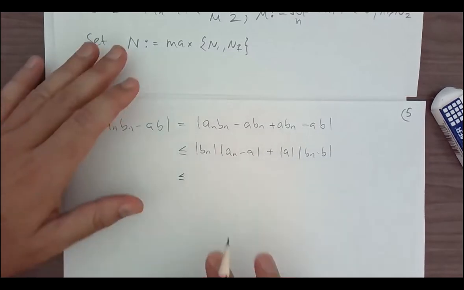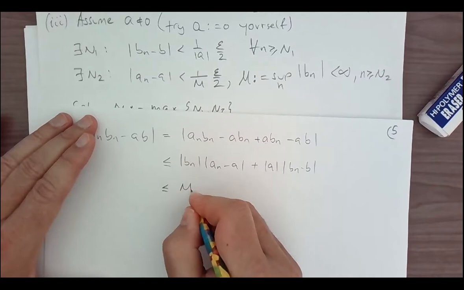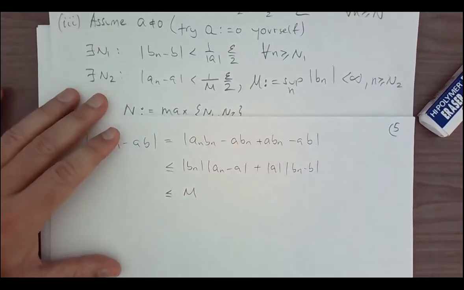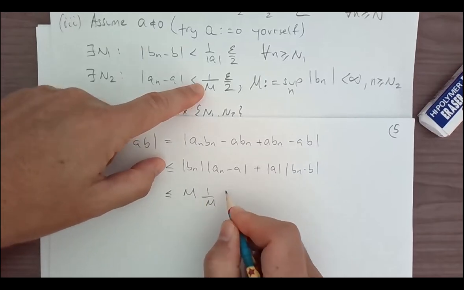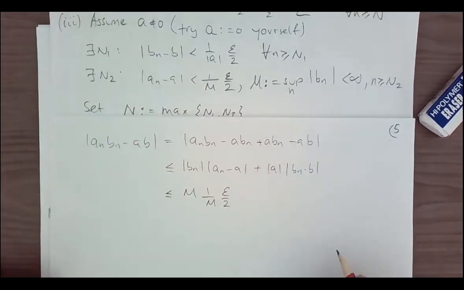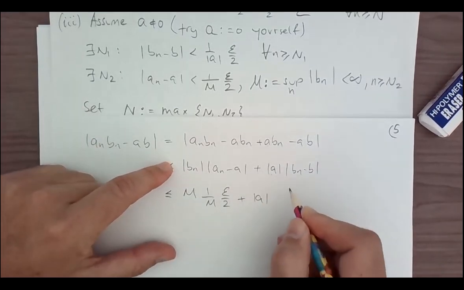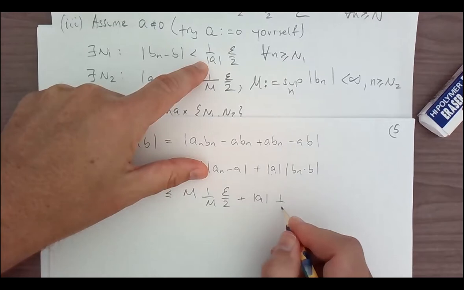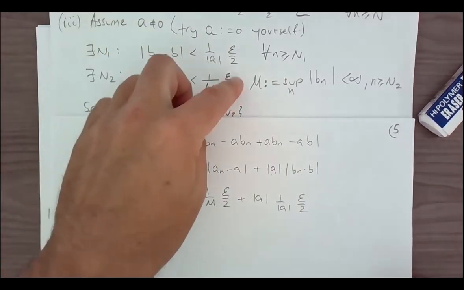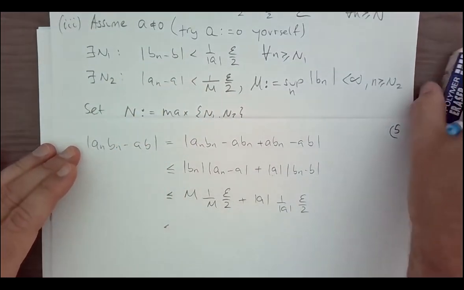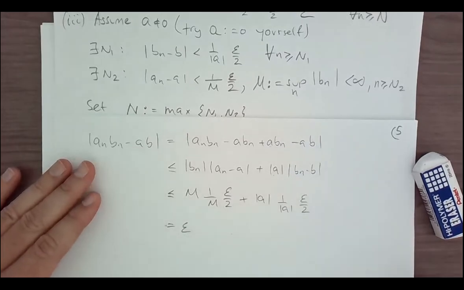So the Bn, this is what is controlled by M. That was the supremum. So if I take the supremum here, I'm going to get something that's bigger. And An minus A, this was controlled by 1 over M times epsilon over 2. And then the other one was A. Okay, so that's there. And then the difference between the B's, this was controlled by 1 over the absolute value of A times epsilon over 2. And these coefficients up here, you of course picked such that everything cancels out neatly here, and you're going to get an epsilon.